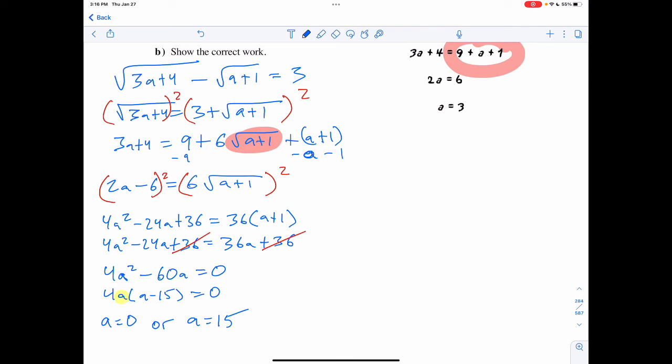Now, we're not done. We still need to check and see if our answers work. So, first I'm going to verify for a is equal to 0. And what I'm going to say is I'm going to have the square root of 3 times 0 plus 4 minus the square root of 0 plus 1 is equal to 3.